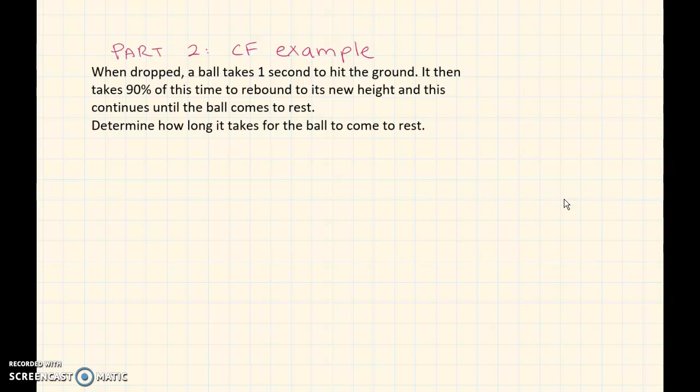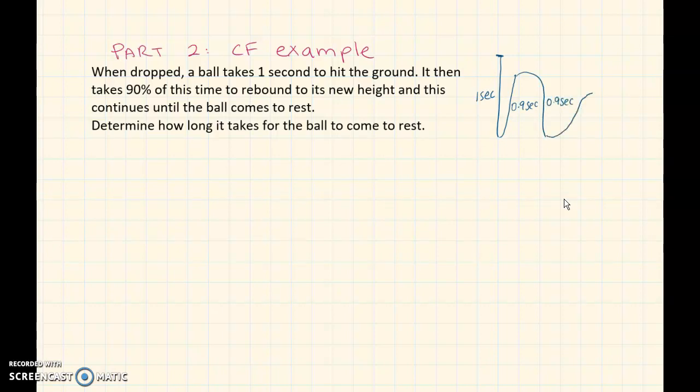So I think it's useful to draw a bit of a picture to see what's happening here. The ball is starting at a height and it drops down. That takes 1 second. It then bounces back up. It's obviously going to bounce back up in the exact same place, but I'm going to draw it to the side here so I can see what's happening. And it bounces up to 90% of 1 second, so 0.9 seconds it takes to bounce up. And then it bounces back down from that same height of 0.9 seconds.